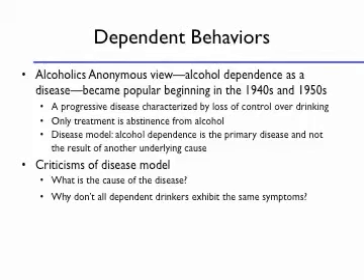Alcoholics Anonymous is a group that we're going to talk about later in the semester. They view alcohol dependence as a disease. This disease model became popular in the 40s and 50s. The only treatment for the disease is to completely abstain, in the view of Alcoholics Anonymous. That dependence is the primary disease. It's not the result of some underlying cause. This has been criticized before, although a lot of people do subscribe to this model.